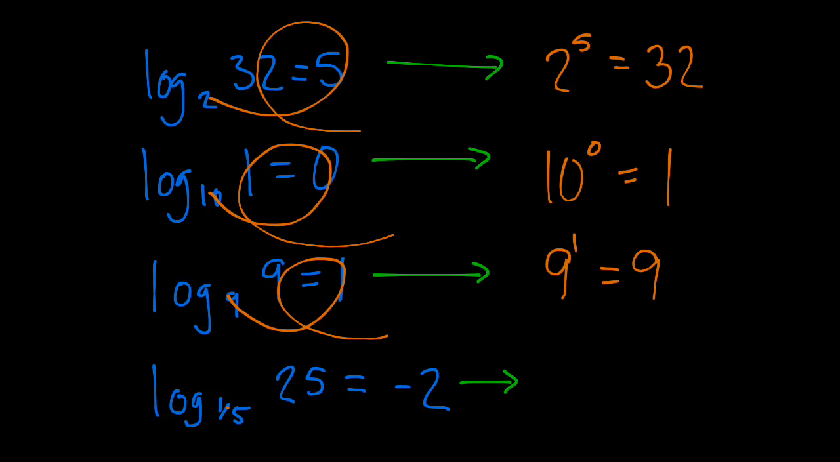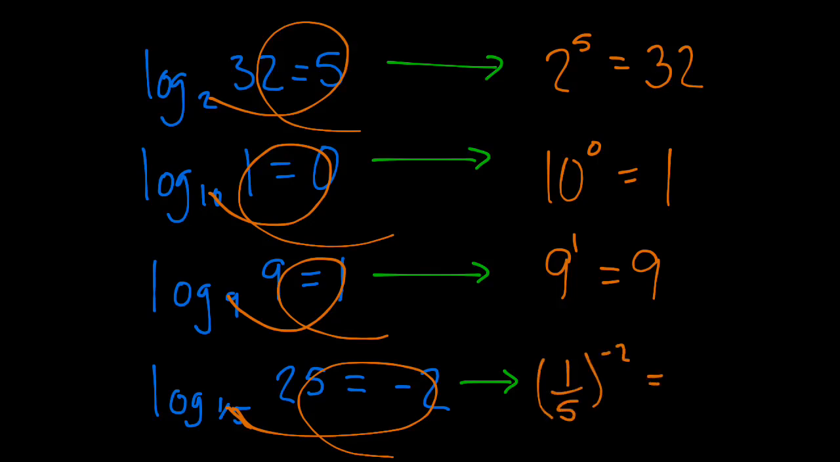And last one, log base 1/5 of 25 equals negative 2. So 1/5 to what power gives us 25? That one's stretched a little bit. But log base 1/5 of 25 is equal to negative 2 because 1/5 to the negative second, so that negative would flip it and then it gets squared, gives us 25.